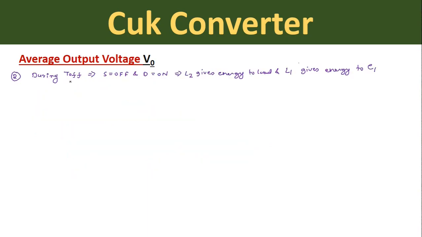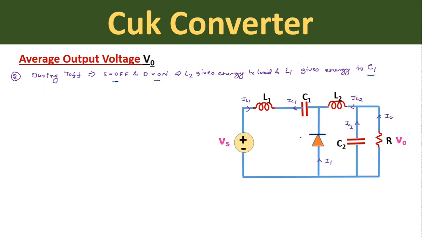Now we'll take off period of the switch. During off period of the switch, as switch will be in the off condition and diode D will be in the on condition, the L2 which was previously charged in the on period of the switch will give its energy to the load, and L1 will also give the energy to capacitor C1. This is the circuit diagram during the off period of the switch. Switch S will act as open circuit and diode D will act as short circuit.